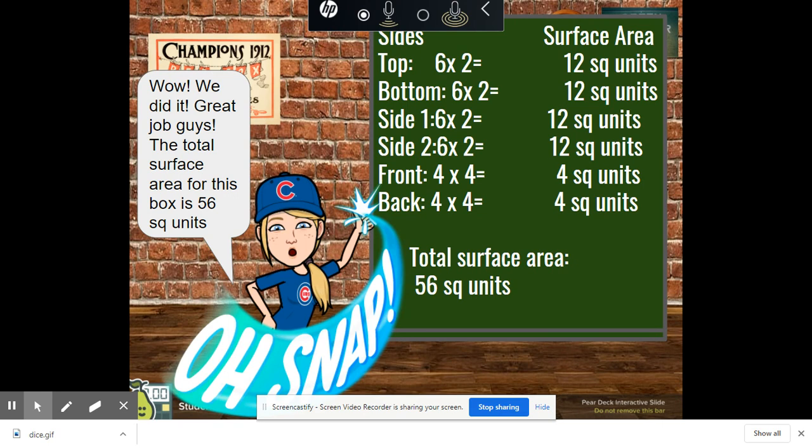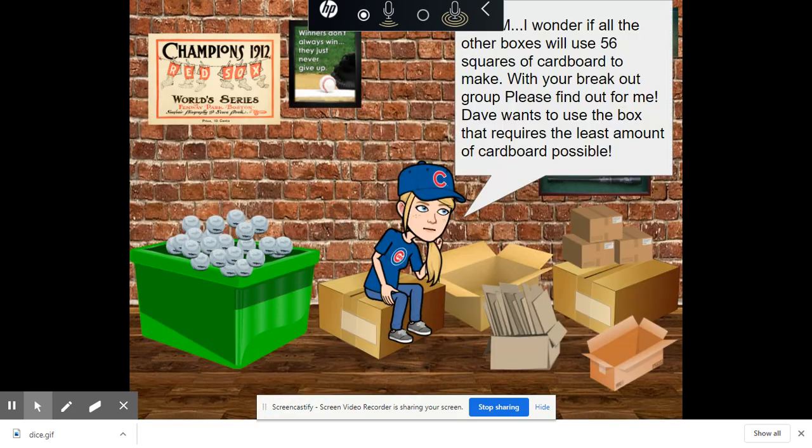Wow, we did it. Great job, guys. The total surface area for this box is 56 square units. That means we would have to use 56 tiny pieces of cardboard to cover and make this box. I wonder if all the other boxes will use 56 square units of cardboard to make it. With your breakout group, please find out for me. Dave wants to use the box that requires the least amount of cardboard possible.